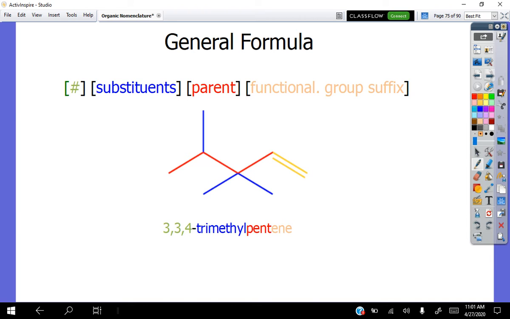So as you've seen so far, the general formula whenever we're naming something is a number that identifies the location of your substituent, followed by the parent chain, and then the functional group suffix. So yes, alkane, alkene, alkyne is a functional group. Those represent different types of hydrocarbons. But as you'll see when we get into other naming systems, you also have a different functional group suffix for alcohols, for amines, for ethers, for carboxylic acids. They're all named in a slightly different way.